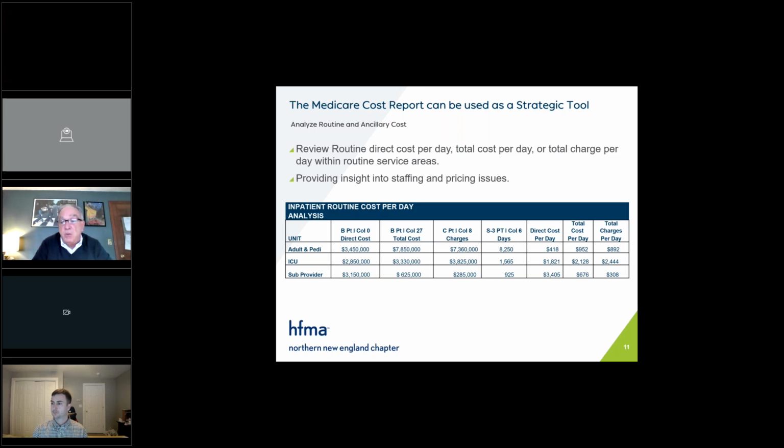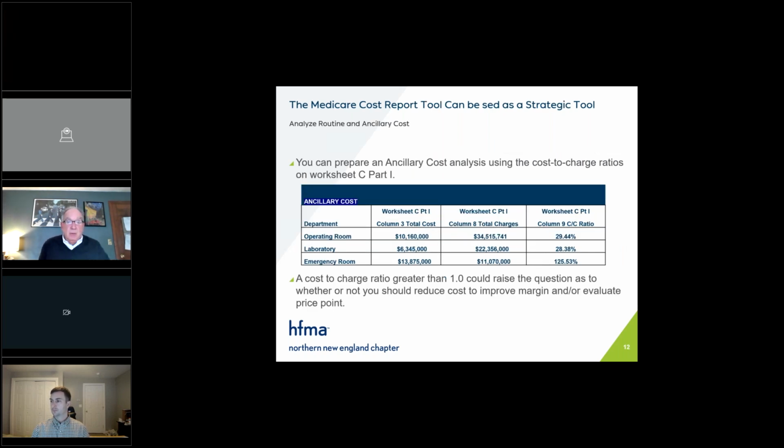And then you can compare that to what you're charging. In this case, total costs are $952 per day, but your charges are $892. So you might want to look at that and analyze why the costs are greater than the charges. Not that it'll have that much of a reimbursement impact. You can do the same for ICU and any subprovider, taking the total cost and coming up with the cost per day. And then you can prepare an analysis for the ancillary cost as well.